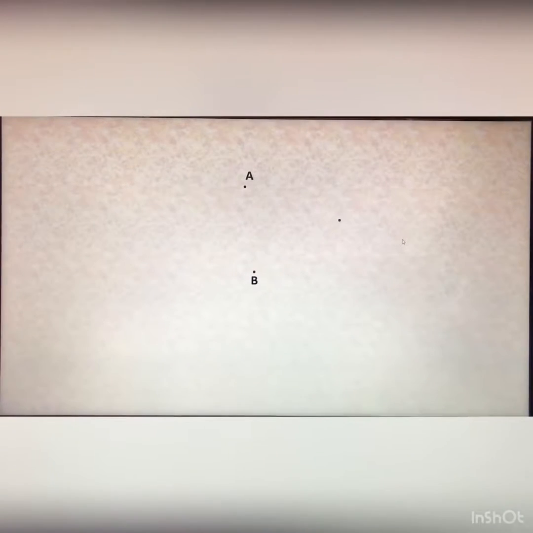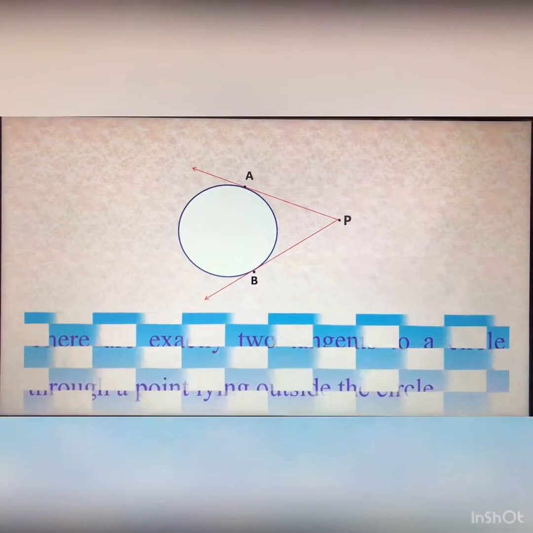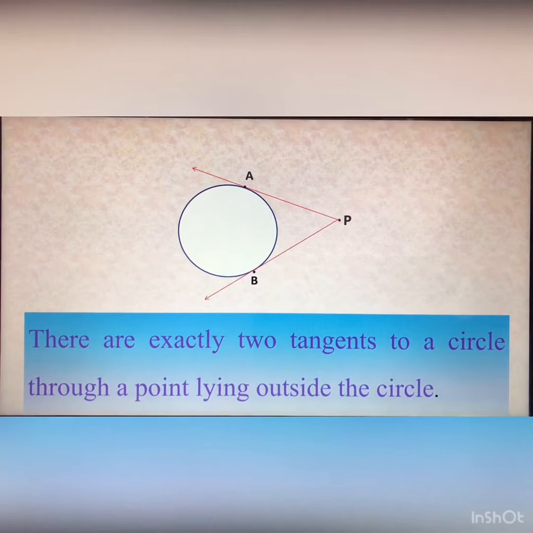Now for next case, if a point lies just outside of the circle, then yes, of course, it is possible to draw 2 tangents. You can draw only 2 tangents. If a point lies just exterior of the circle, then we can draw only 2 tangents to a circle. There are exactly two tangents to a circle through a point lying outside the circle.